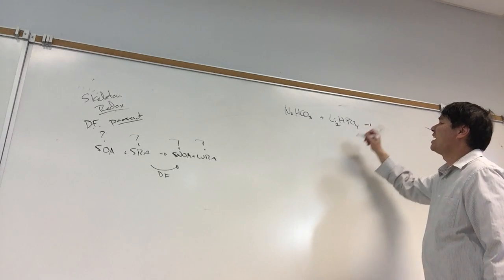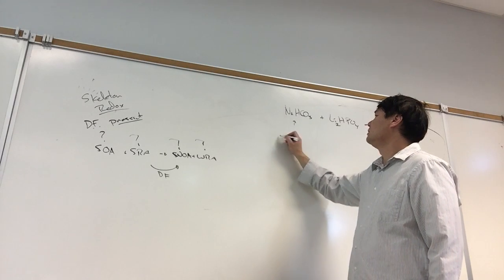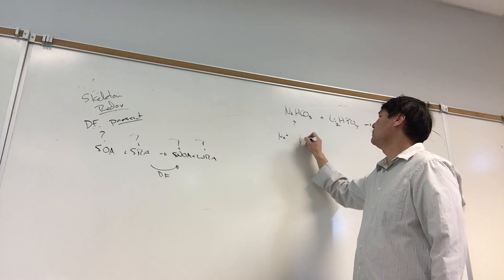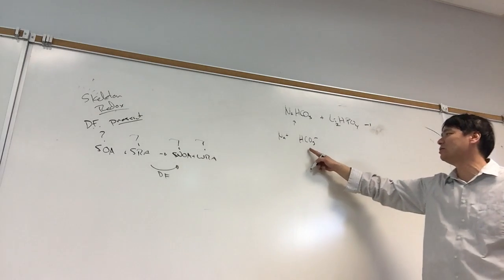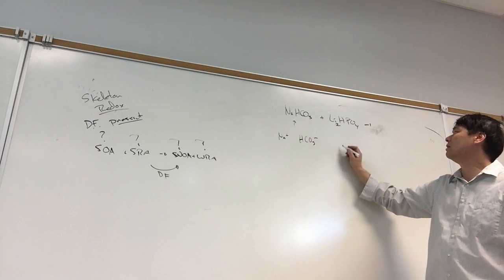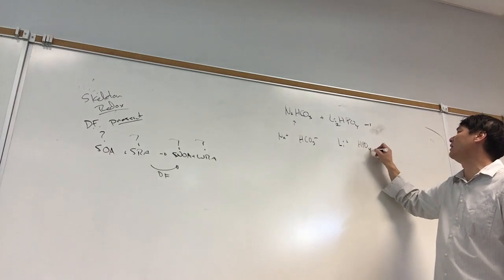Okay, when you do metathesis, you have to break it into anion and cation. When we break this in, this is the way I look at this. This is the sodium cation with the bicarbonate anion. I don't remove the hydrogen. The hydrogen is part of that anion. And the same thing here. This is lithium cation with the monohydrogen phosphate.